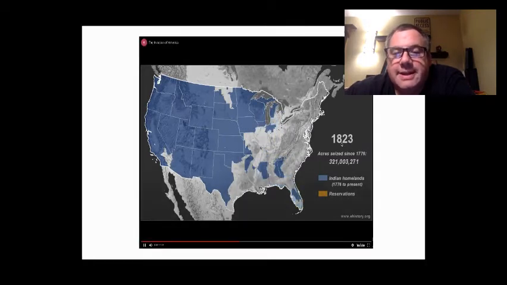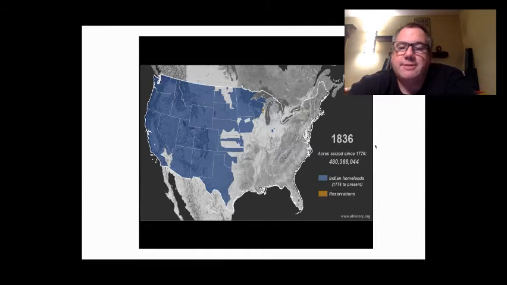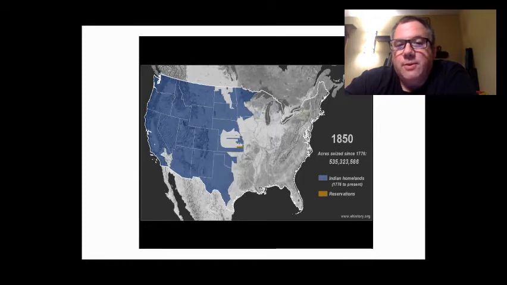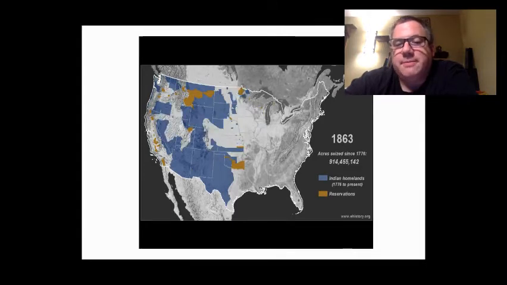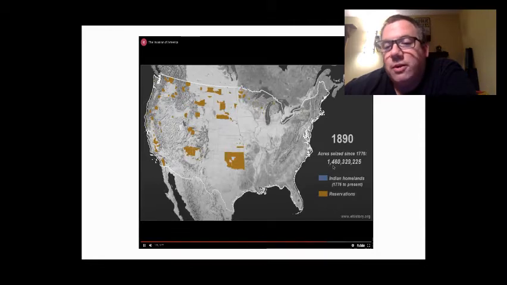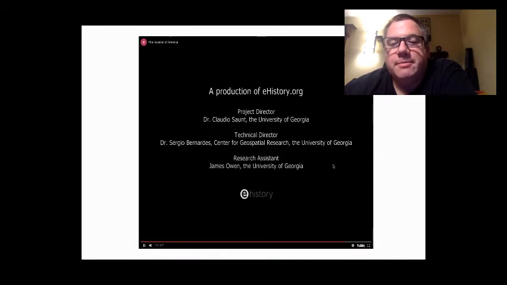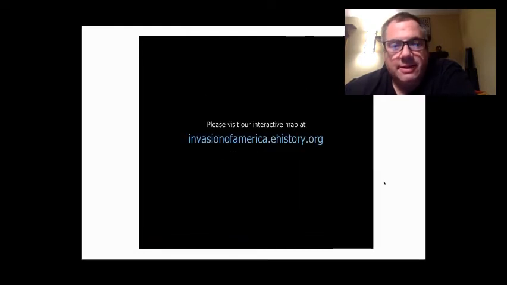And if you notice, it goes pretty darn fast, especially as we get into the 1840s, 50s, 70s, and 80s. It goes from almost the entire western half to almost nothing left except for some reservations. And you see the number of acres seized. We're up to 1.2 billion acres in 1881, 1.4 billion acres in the 1890s, and it ends in 2010 with 1.5 billion acres taken. And they give credit to the sources that they used to create that.